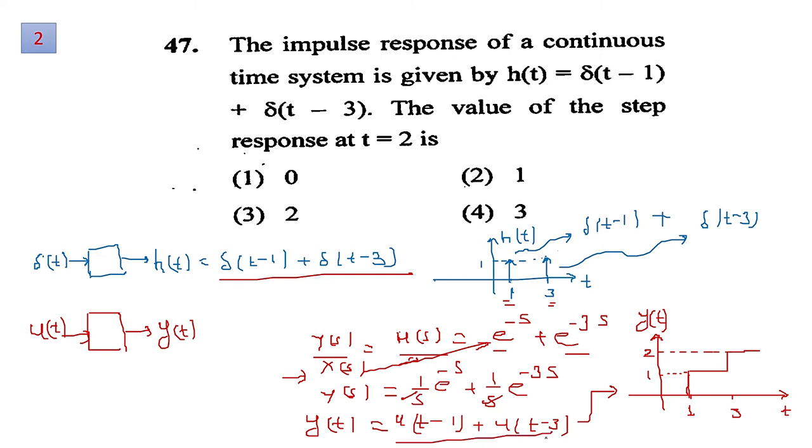If you plot this output y of t, it will have u of t minus 1. It will start from 1 and it will change its amplitude, its step, at t equals 3. So the question is, what is the value at t equals 2? It will have a value of 1. So from the given options, option number 2 is the correct answer.